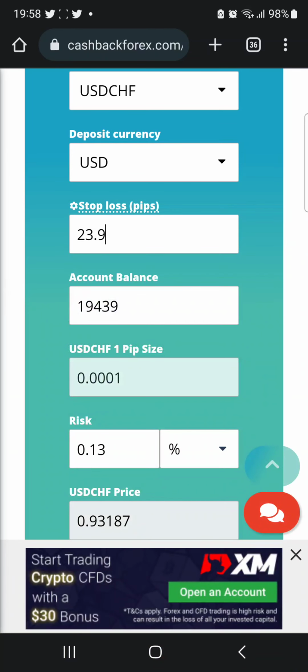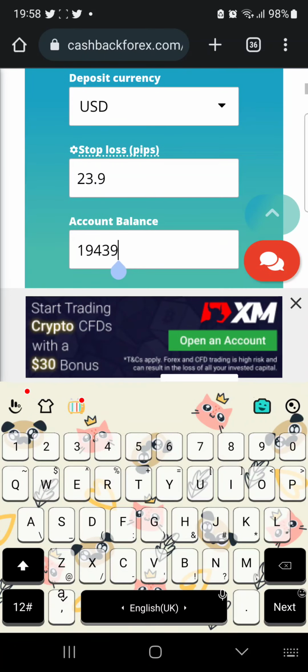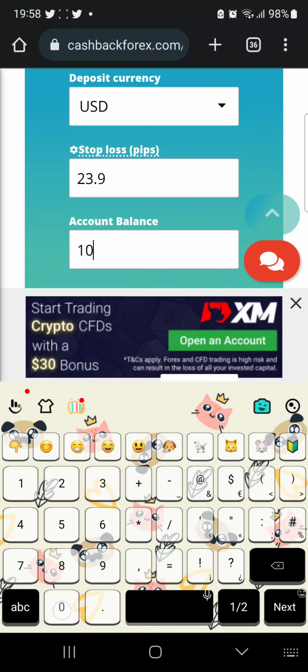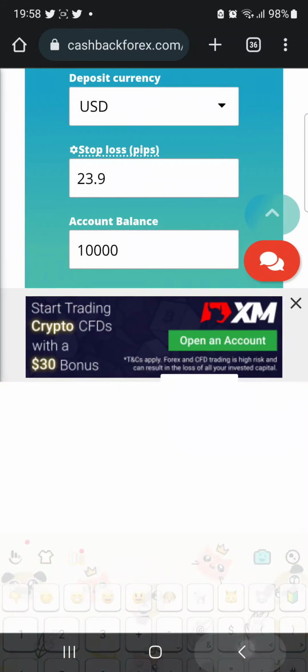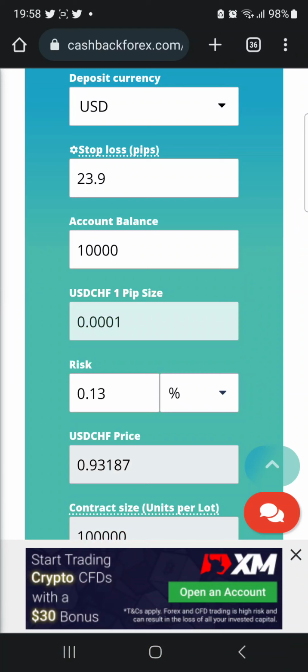Now the next thing is they will ask you what's your account balance. Now if I'm trading with, let's say, $10,000, because I'm trading with prop firms that give money for us to trade. So now you put your account balance here. Any account balance you are currently using to trade, your current account balance, you put it right here. You see this one, you will leave it the way it is, don't touch it.